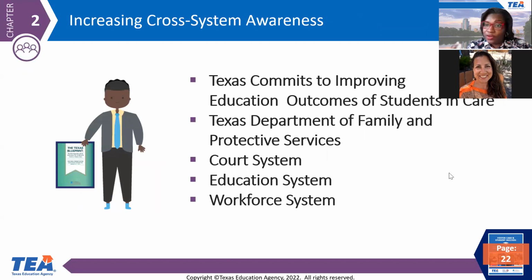Now let's look at chapter two. What color is chapter two? Chapter two is purple. If you remember, purple means across systems and collaborations. This chapter is going to tell you about many systems, increasing cross systems awareness. In this chapter we talk about Texas committing to improving educational outcomes of students in care. We also speak about the Texas Department of Family and Protective Services, the court system, the education system, and also the workforce system. New within this chapter are the additional systems that were added, such as the Texas workforce. And we also provided information about how to improve educational outcomes for students in foster care.